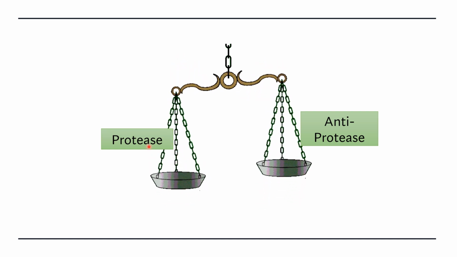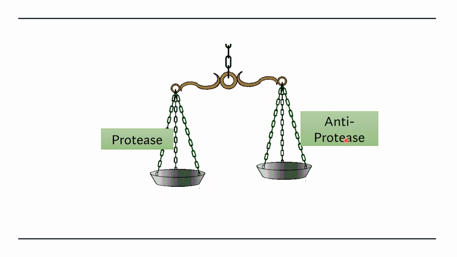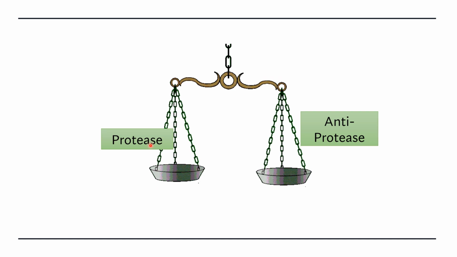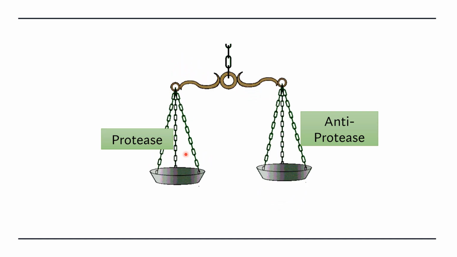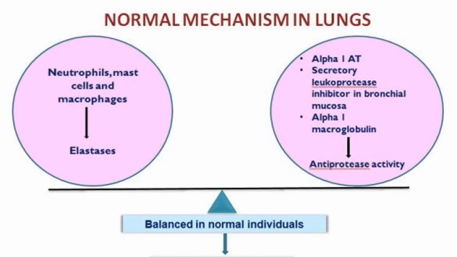Okay, so normally in our body we have the antiproteases that will prevent the function of the protease. So there is a balance between these two. But in case of smokers, this balance will be lost. So this is the picture of the perfect balance. We know that these are the proteases or elastases released by the neutrophils, mast cells and macrophages.